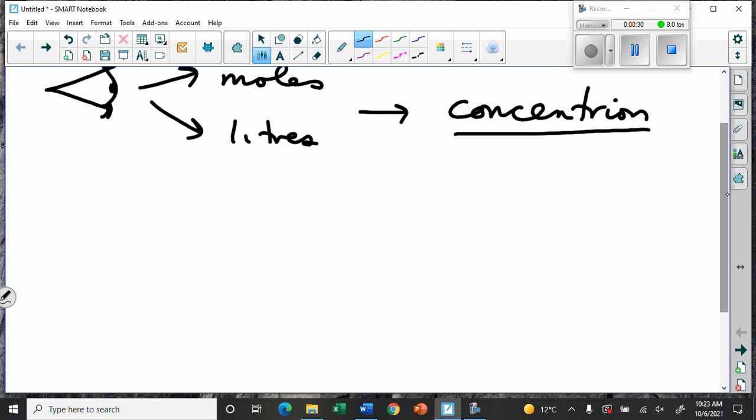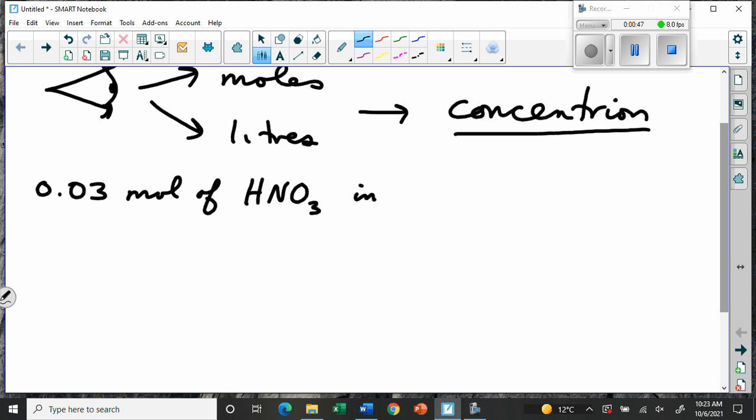Let's say we're going to take 0.03 moles of, let's use nitric acid. So that's the number we want, right? Fix that in your notes. HNO3 in 1 liter of water. Okay, so we have to look at the moles and we have to look at the liters. Now the moles, let's do the moles first.